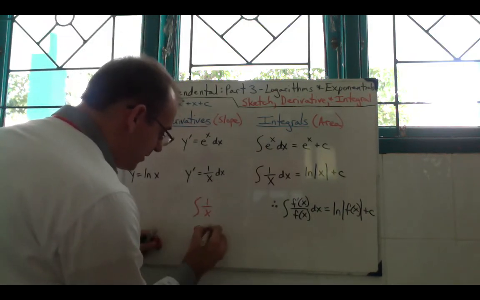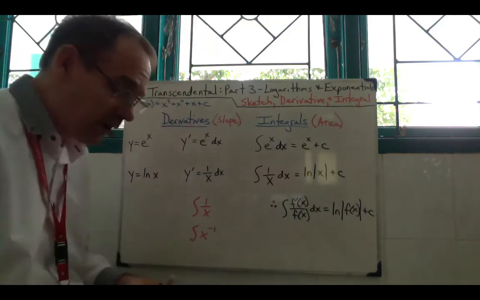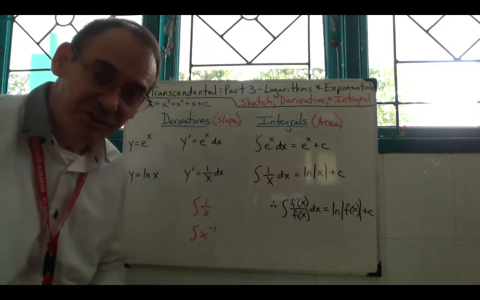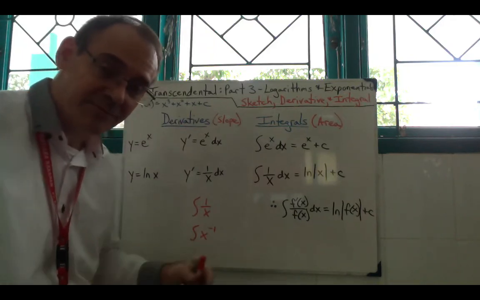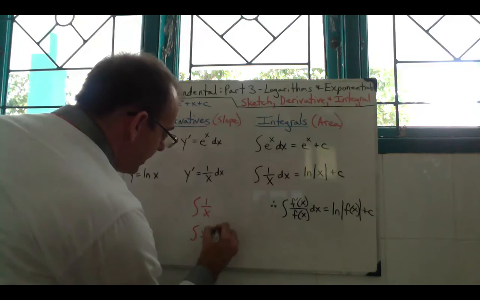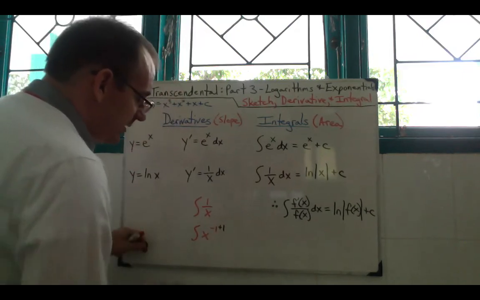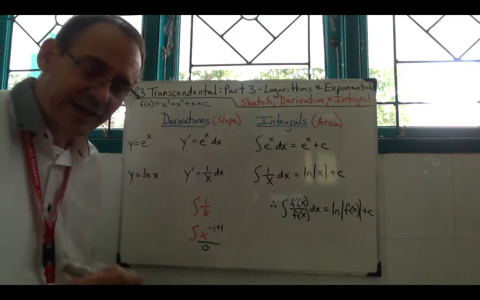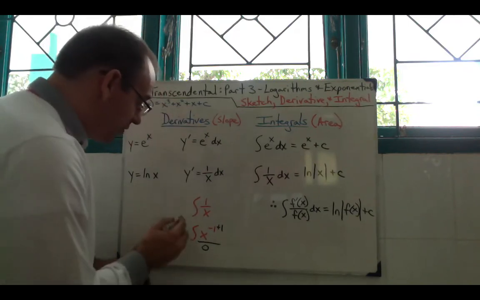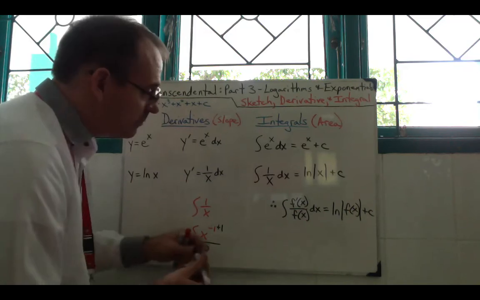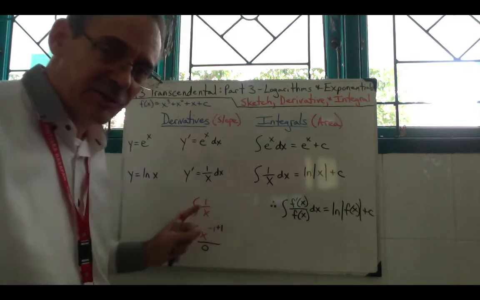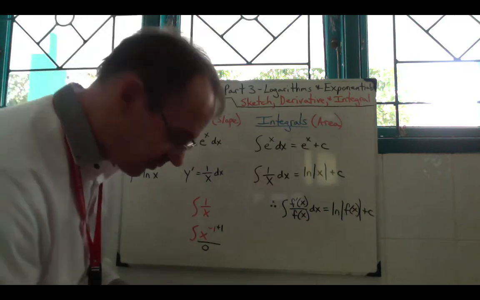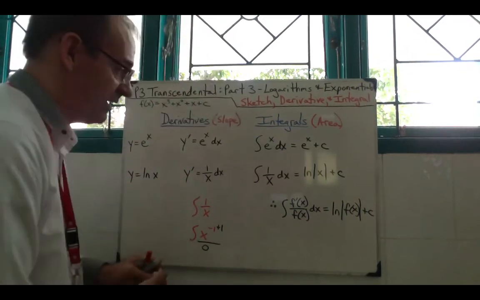You bring the x up to the -1. Well, what's your formula for the algebra integral? Well, you add 1 and divide by the number. So if we add 1, that gives us 0, and we can't divide by 0. So going backwards can be tricky because it looks algebraic, but it doesn't work. So be careful of that.